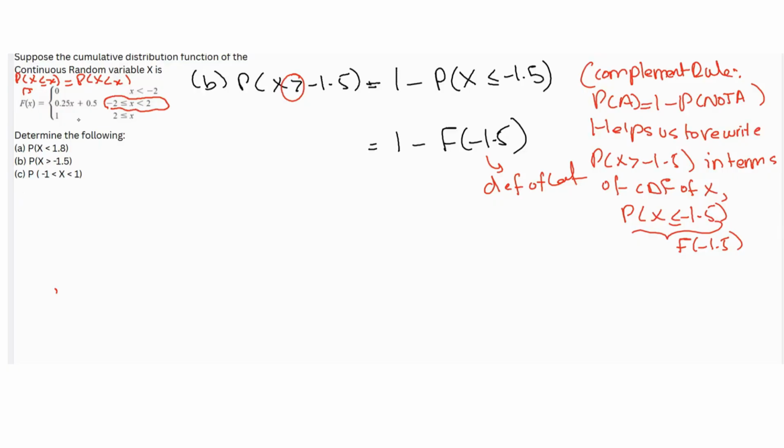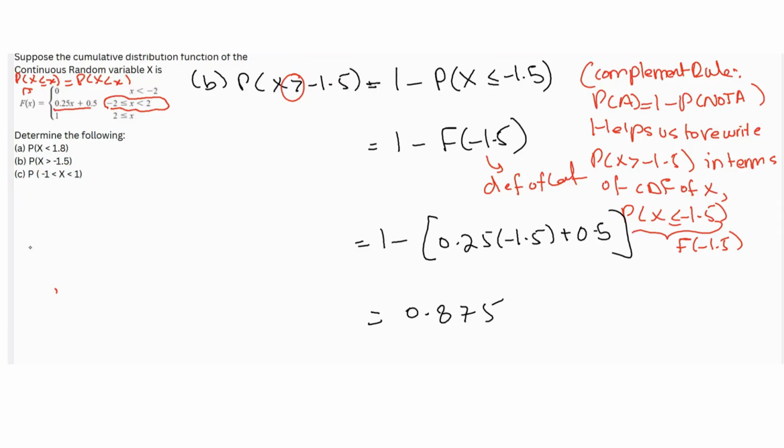So for values of x between -2 and 2, this is the expression of the CDF that we're going to use. We have 0.25 times the value of x that we're looking at, -1.5, plus 0.5. And simply, this is going to turn out to be 0.875.